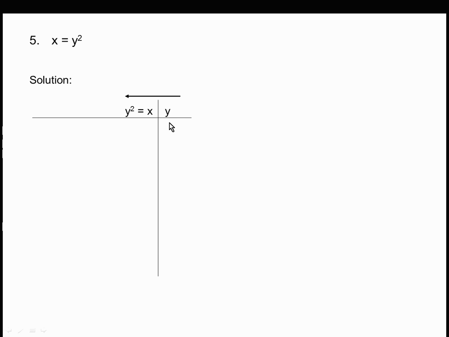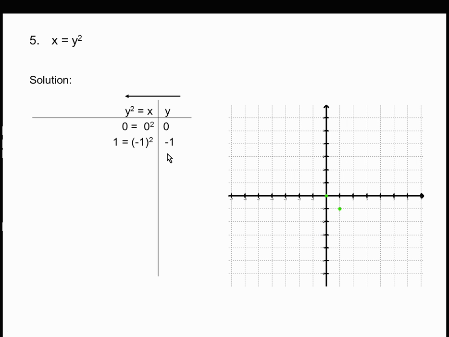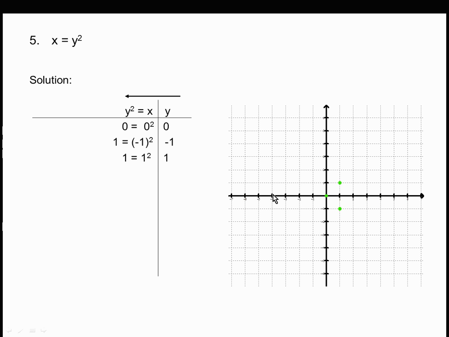I'm going to pick 0 for y. 0 squared is 0. So I plot 0, 0. Remember, this column is the x, that's the y. So 0, 0. So far it looks like the other parabola. I have another easy value for y. I don't know. -1. I chose the negative first. Okay, -1 squared gives me 1. So I plot 1, -1. Okay, let's go ahead and pick the positive y. 1 squared is 1, so I'm looking at 1, 1.